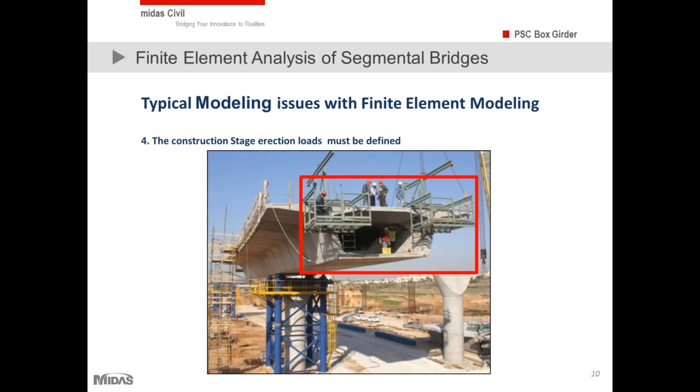Now when we construct the bridge in different stages, the erection loads at those times are important. Here you can see in this picture that there's some scaffold, there are people standing on the bridge girder itself, there would be a crane, and if it is a cast-in-place system, there would be formwork. These are additional loads which we generally do not consider in the final model. So when we are performing the construction stage analysis, we need to consider these loads also.